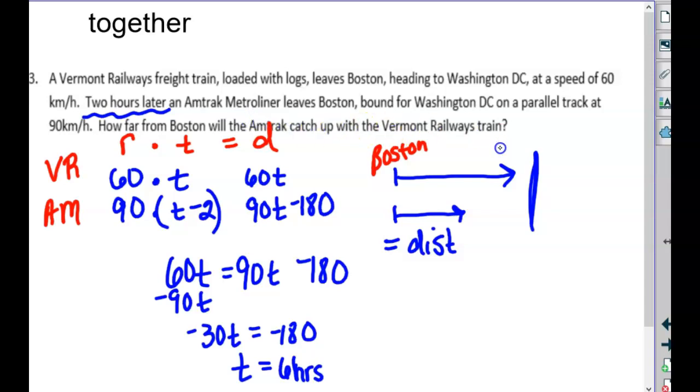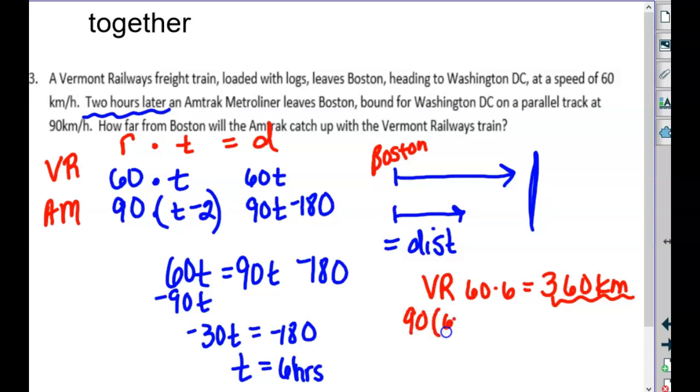So what is the distance that they've gone when it's equal? So where do you want me to put the t, the 6 hours, back in? You should be able to put it into either one. So 60 times 6 for the Vermont Railways one would be 360 kilometers, wasn't it, guys, kilometers per hour? If you put it in the other one, it's 90 times 6 minus 2, which is 90 times 4. Isn't that also 360?